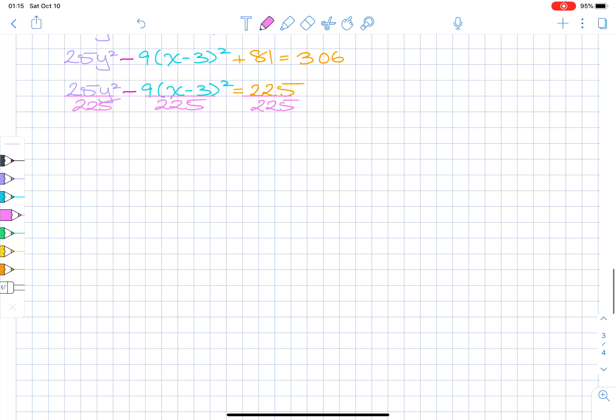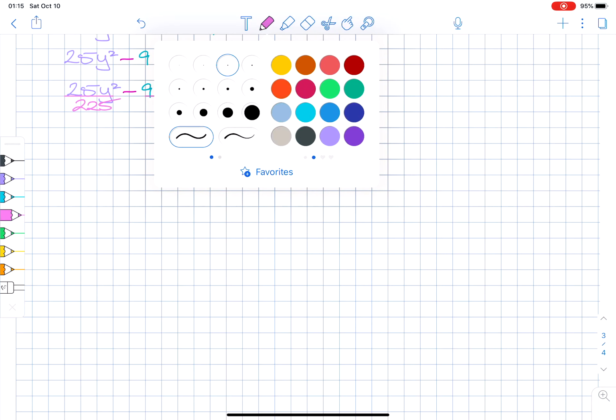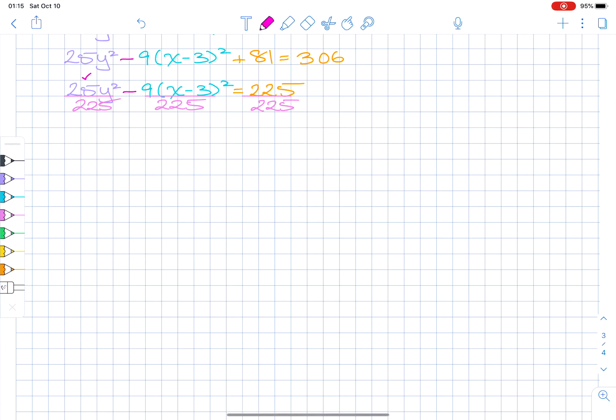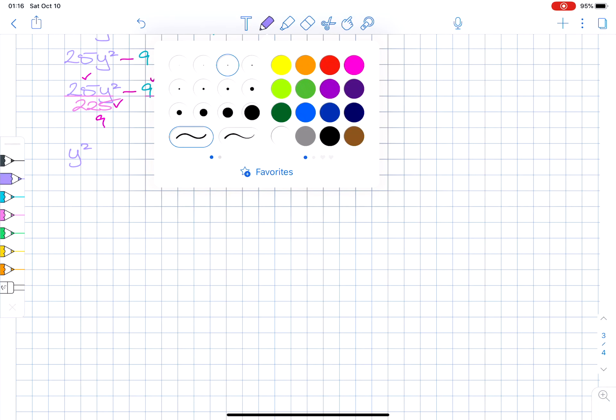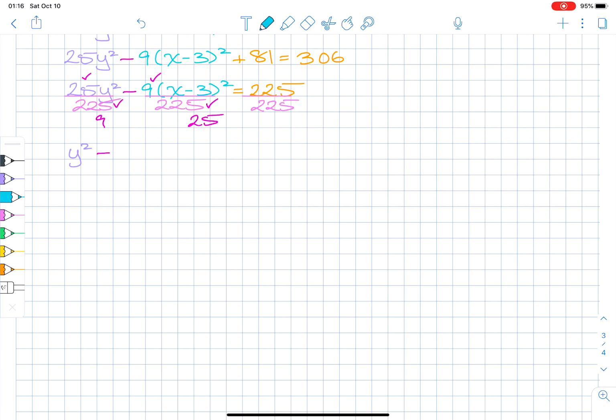Now, if I had 4 quarters, that's $1. 8 quarters is $2. So if I had $2.25, that's 9 quarters, right? So therefore, 25 goes into 225 9 times, and 9 goes into 225 25 times. So we end up with y squared minus quantity x minus 3 squared divided by 25 is equal to 1.